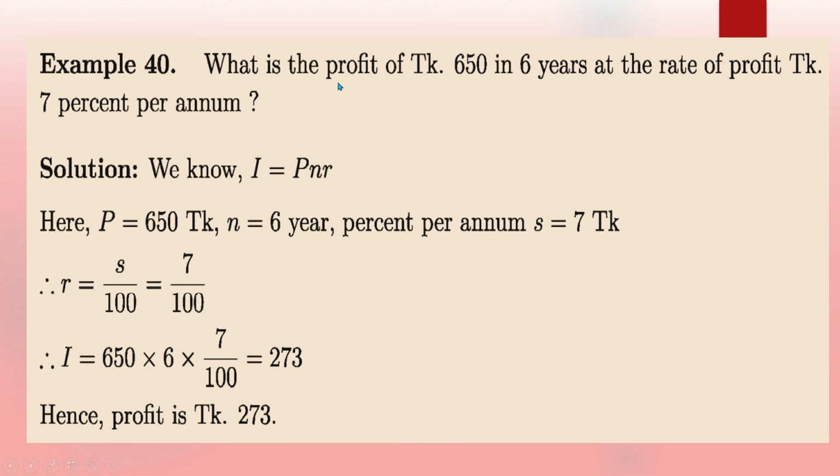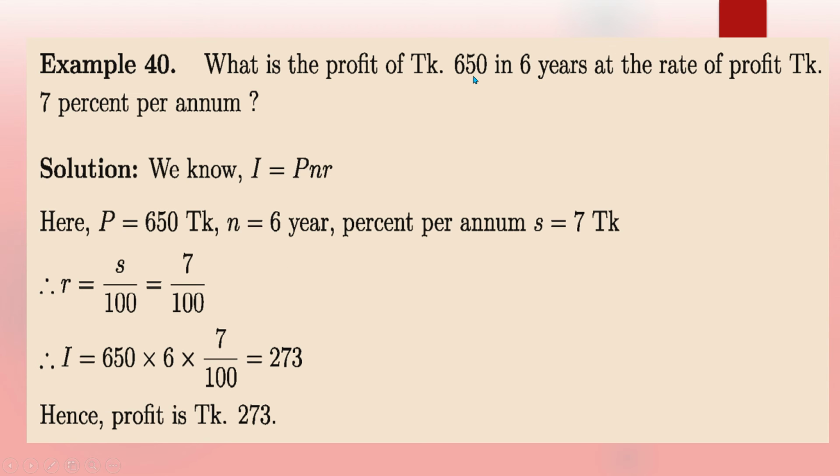Very easy math. What is the profit of taka 650 in 6 years at the rate of profit 7% per annum? Here R is equal to 7%. R is equal to 7% means 7 by 100. You can write it directly, no problem.